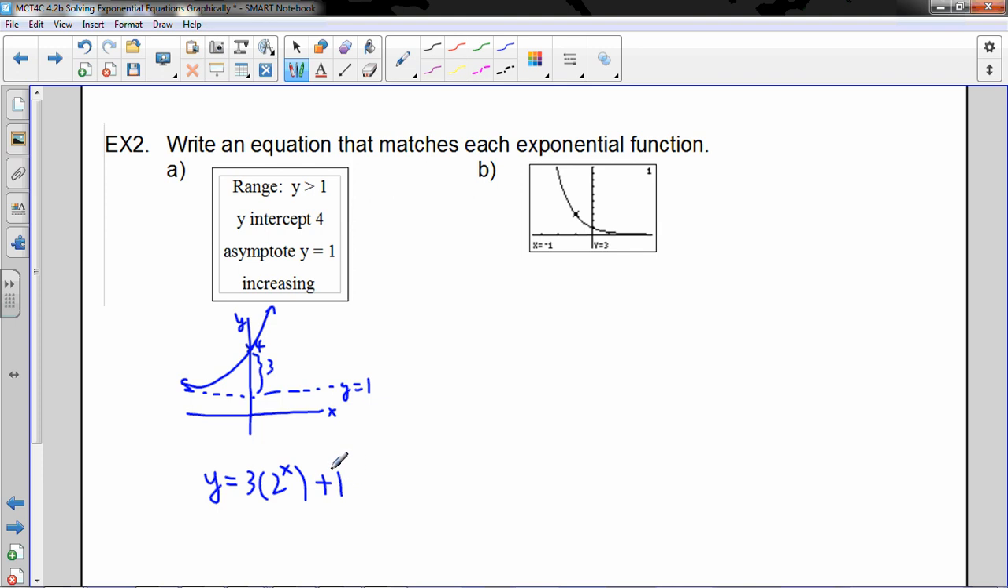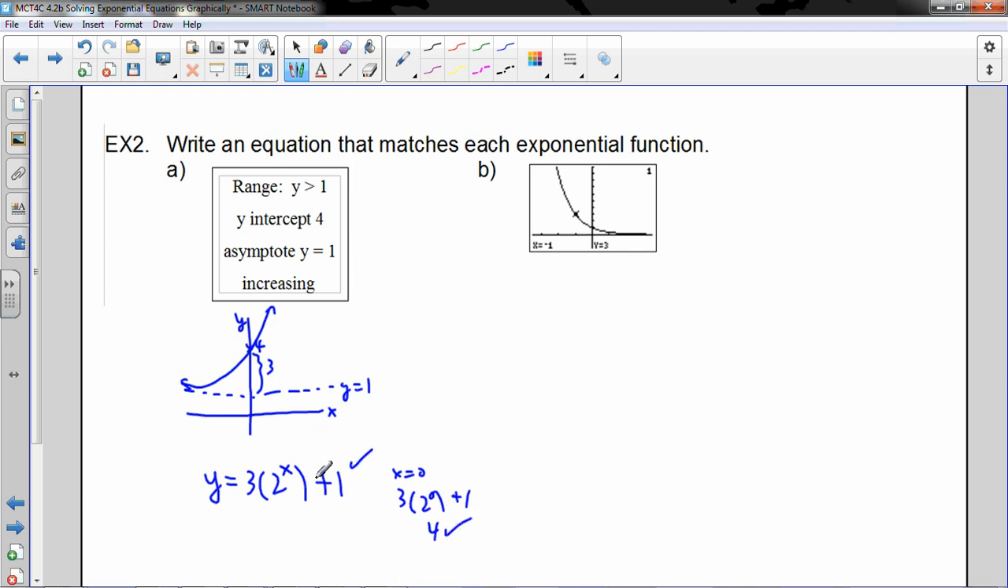So does this make sense? Is this going to give me a y-intercept of 4? Well, check it. x equals 0 is going to be 3 times 2 to the exponent 0 plus 1. That's going to be 1. Yep, that works. So this graph works.